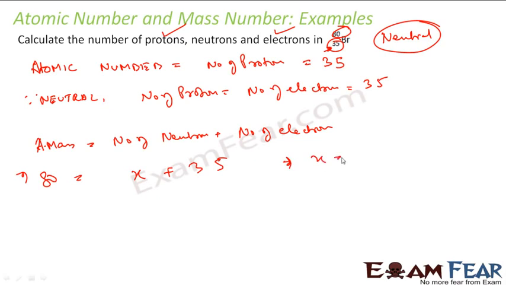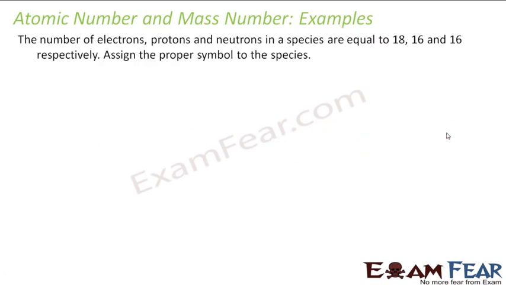So we solve x is 18 minus 35, that is 45. So we have number of neutrons as 45. Let's take one more example. The number of electrons, protons and neutrons in a species is equal to 18, 16 and 16. We have to assign the proper symbol. Pretty easy question. We know electron is 18, proton is 16 and neutron is 16.